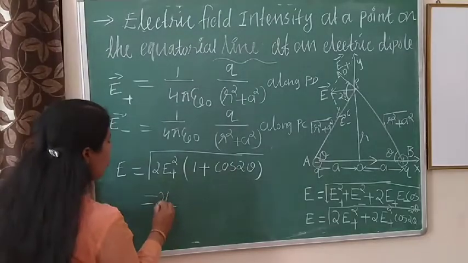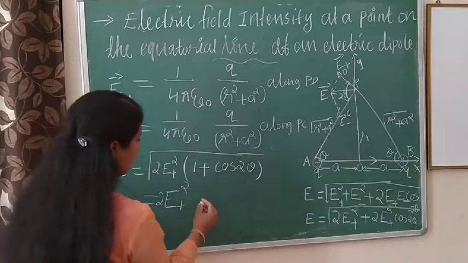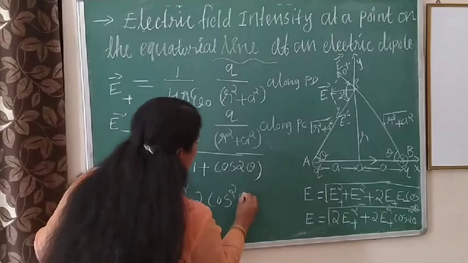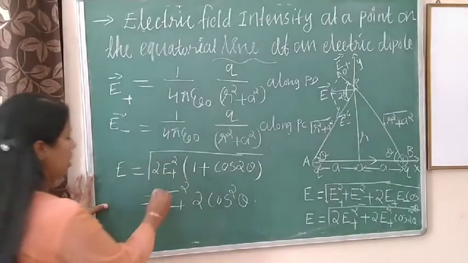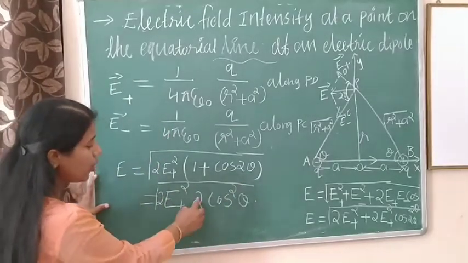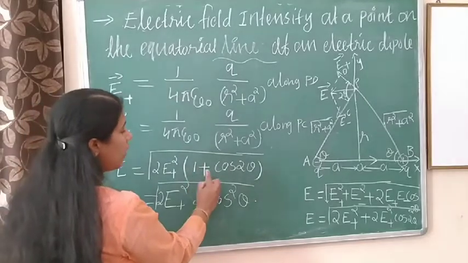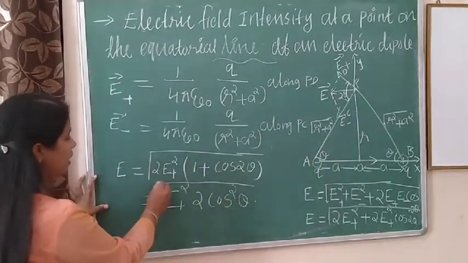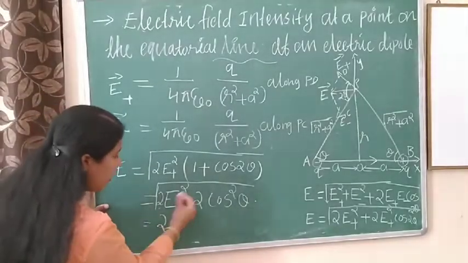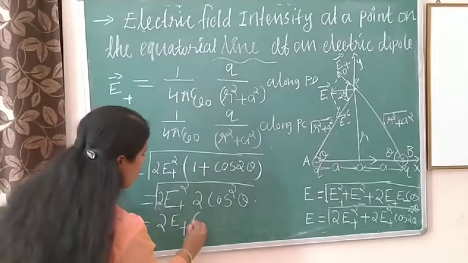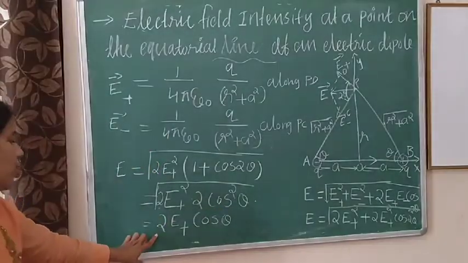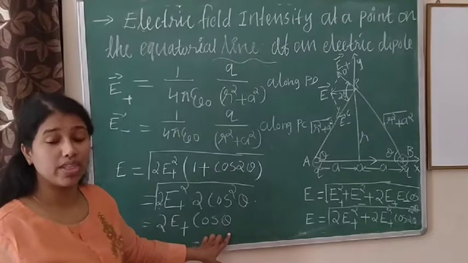Then (E+)² times (1 + cos 2θ), and 1 + cos 2θ means 2 cos²θ. This is the square root of (E+)² into 2 cos²θ. That means 1 + cos 2θ is 2 cos²θ. This is root of 2 into 2, 4. The square root of 4 we can take outside, then the square root of (E+)² is E+, then we get cos θ. That means 2E+ cos θ.